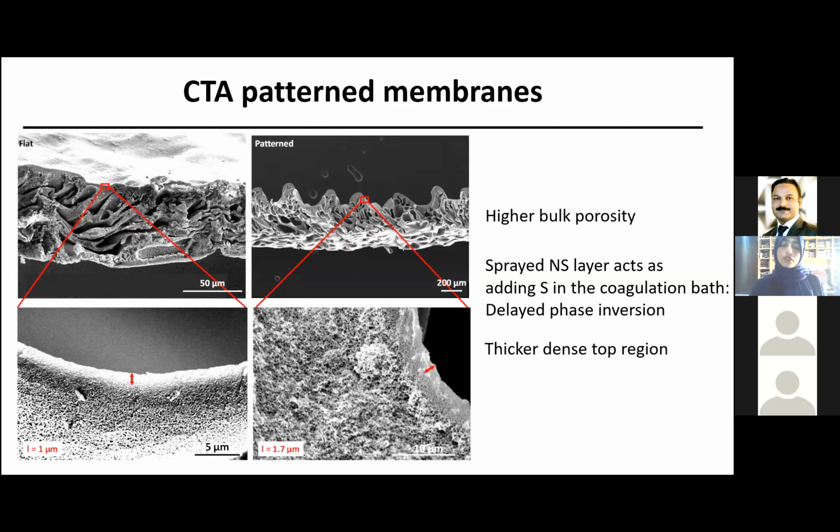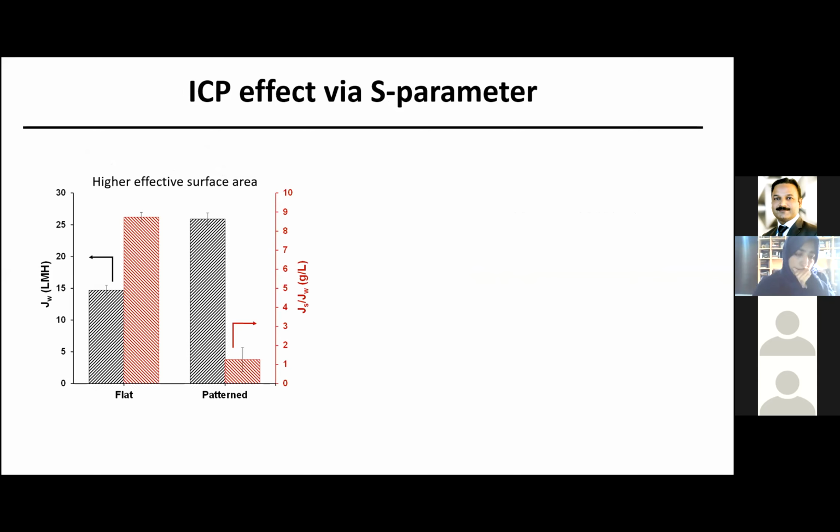The performance comparison of these membranes showed higher water flux and lower reverse salt flux for these patterned membranes. This increase in the water flux was mainly because of the increase in the surface area of these membranes.